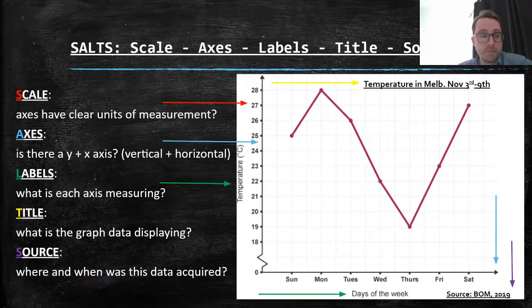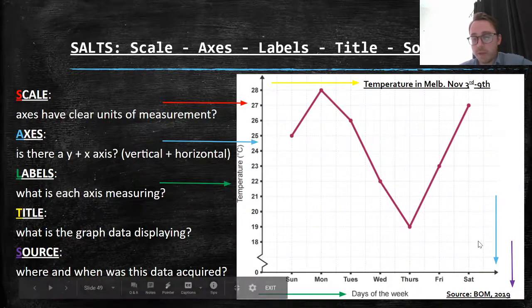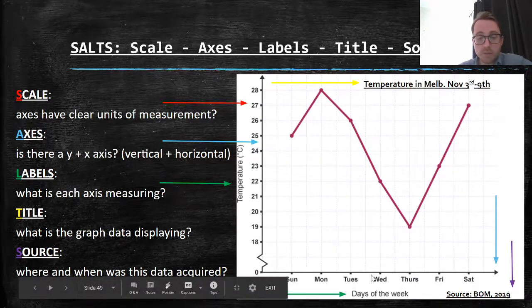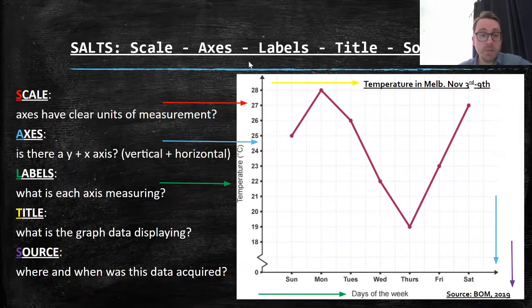What is SALTS? I've got an example of a graph here on the right. We're measuring the temperature in Melbourne from November 3rd to November 9th. This is from last year. On the x-axis, on the horizontal here, I'm measuring the days of the week. Then on the y-axis, I'm measuring temperature. So each graph needs to have SALTS, and it needs to have S, a scale. Basically, a scale is the units of measurement. If I didn't have Sunday, Monday, Tuesday, Wednesday, if I didn't have 18, 19, 20, if I didn't have those numbers and dates, I wouldn't be able to measure what this means. So I need to have units of measurement. I need to have a scale.